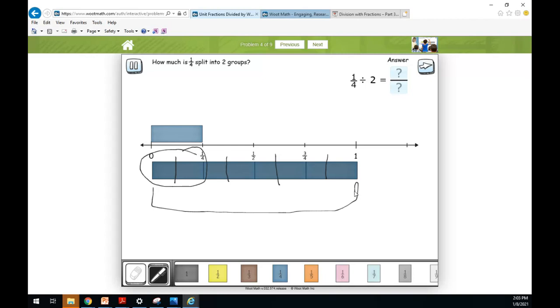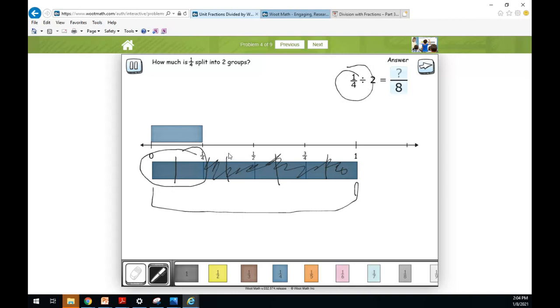So first, I'm going to count. First, I'm going to count the denominator. I have 1, 2, 3, 4, 5, 6, 7, 8. I have a total of 8 parts. That goes in my denominator. Okay? Then I'm going to cross these out because I'm only dealing with 1/4. This is what I have, 1/4.